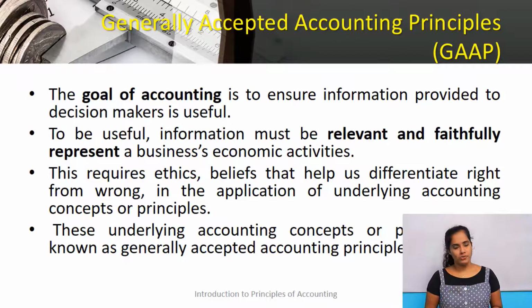So, the goal of accounting is to ensure the information provided to decision makers is useful. We already studied that accounting provides information to the users in order to make economic decisions. Therefore, the information provided by the organization should be appropriate to take the economic decision. To be useful, information must be relevant as well as faithfully represent a business economic activity.